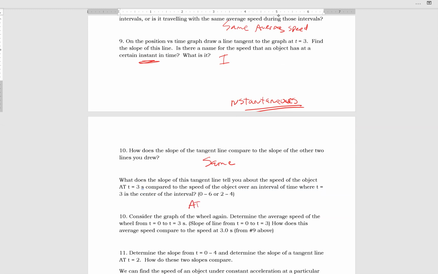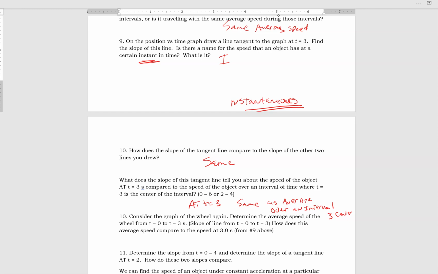So at t equal 3, it's the same as the average over any interval where 3 is at the center. From 0 to 6, 3 is the middle. From 2 to 4, 3 is the middle.